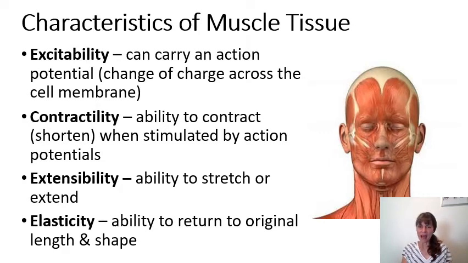Muscle tissue also has the characteristic of contractility. It can contract or shorten when stimulated by action potentials. Remember, when you hear the word action potential, think of an electrical charge. Muscle tissue can also stretch or extend, which is the characteristic of being extensible, or having extensibility. Muscle tissue is also elastic, which means that it is able to return to its original length and shape.